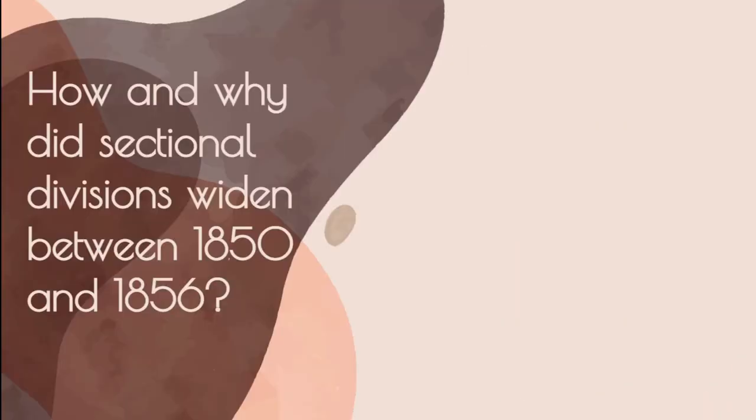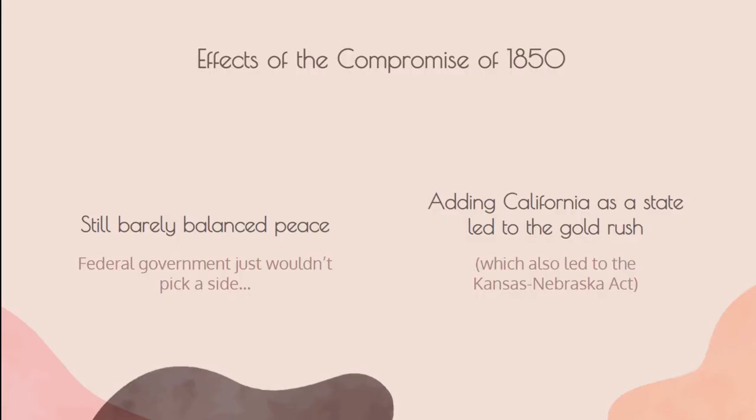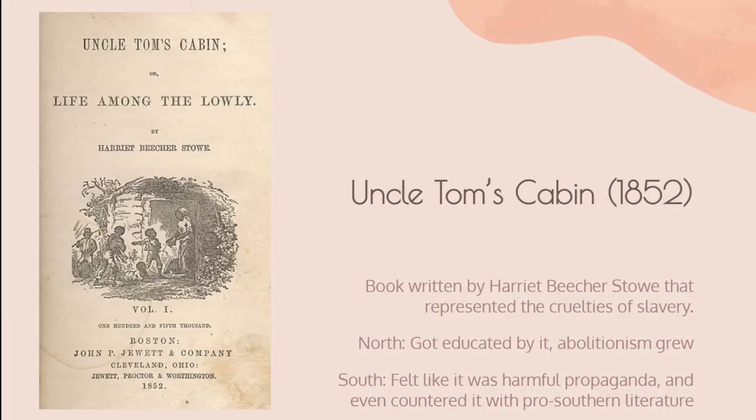So now we need to look at how and why these sectional divisions widened between 1850 and 1856. We have the effects of the Compromise of 1850. It barely balanced peace because the federal government still didn't pick a side, and adding California as a state led to the Gold Rush, which also led to the Kansas-Nebraska Act. We'll get into that a bit later.